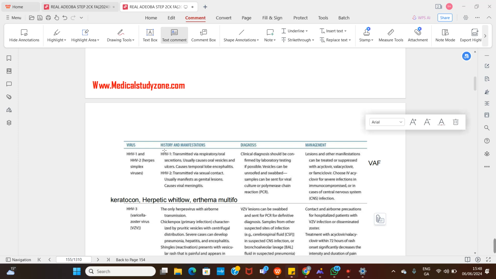Once you see vesicles that become ulcerated or become erosions at the end of the day, situated within the anterior compartment of the mouth, like the lips, the buccal mucosa, the tongue, the hard palate, and the gingiva, think about gingival stomatitis from human herpes virus type 1.